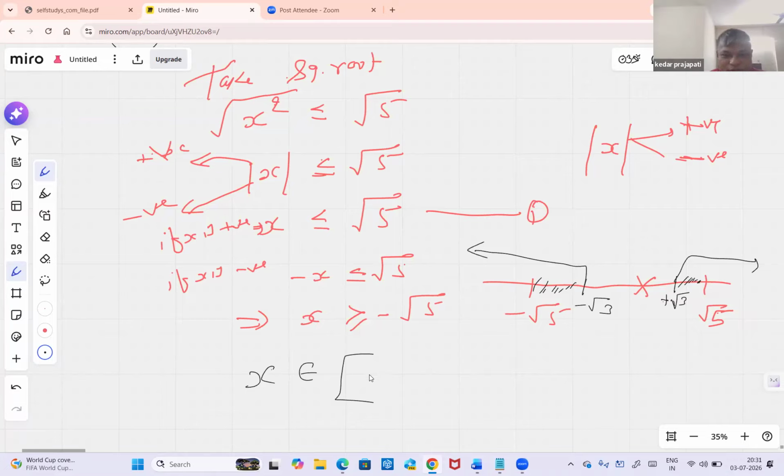So what I'm saying is, it will be between minus root 5 to minus root 3, union, closed interval, including this, root 3 to root 5. Clear?